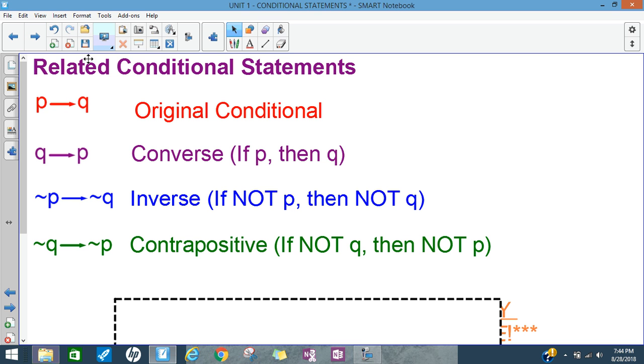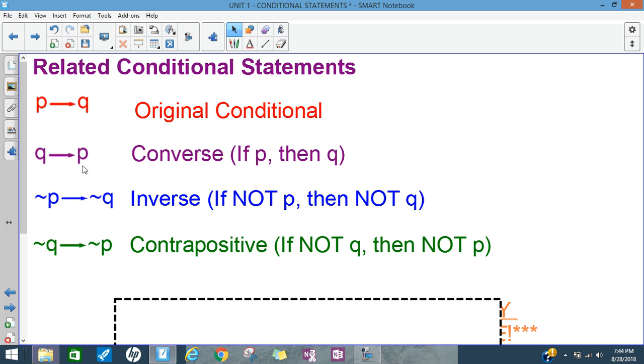So we've gone over quickly conditional statements, if P, then Q, just like I have here in red. And we have these related conditional statements, these three, purple, blue, and green. These are conditional statements, if-then statements that relate to the original. And we can create those by moving around P and Q and doing some negating like we just did on the previous couple pages.